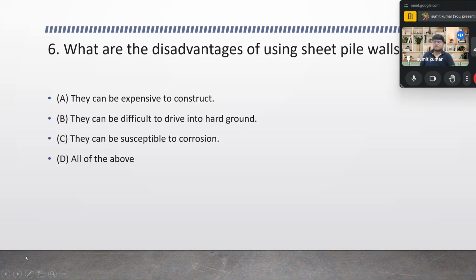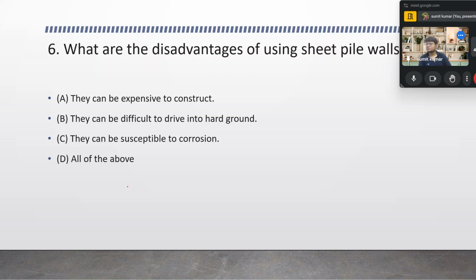Okay. So the next problem is, what are the disadvantages of using the seat pile walls? First, they can be expensive to construct, they can be difficult to drive, and they are susceptible to corrosion. So it is expensive, which is mentioned in our slide. They can be difficult to drive in hard soil. It is also mentioned that when the soil is hard rock or something, the seat pile implementation is going to be difficult. And third, they can be susceptible to corrosion. To prevent corrosion, some chemicals are mentioned in one of the slides, and we use them to prevent it from corrosion.